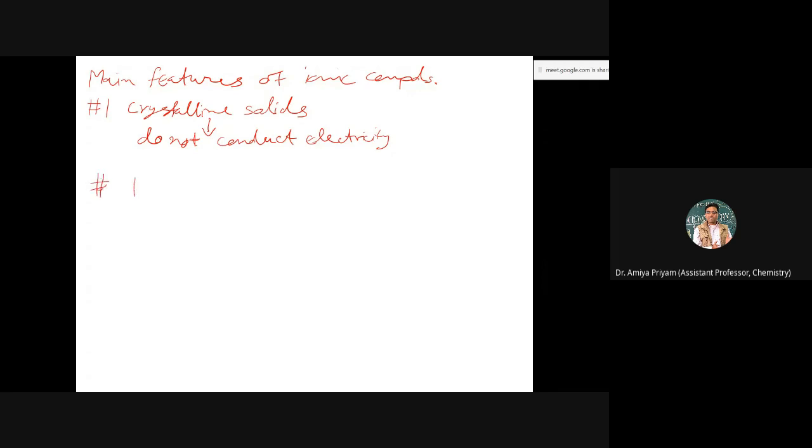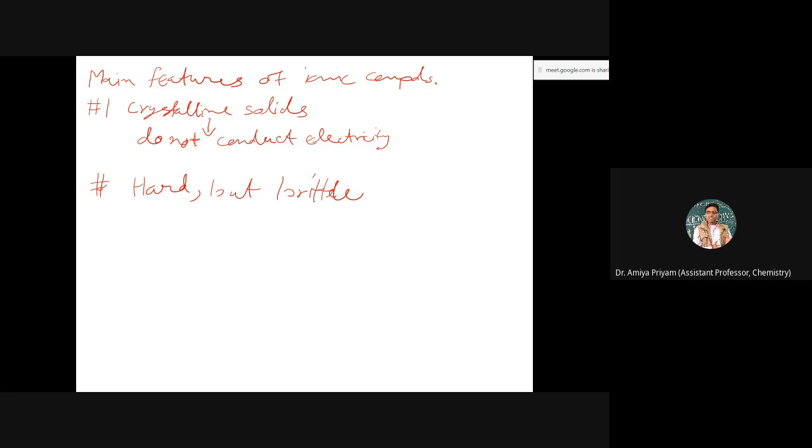Hard but brittle. So usually you find that you apply pressure, they are not breaking, nothing happens. But once you exceed a certain amount of force, you apply a certain amount of pressure, वो चूर चूर हो जाता है. It breaks into pieces, multiple pieces.